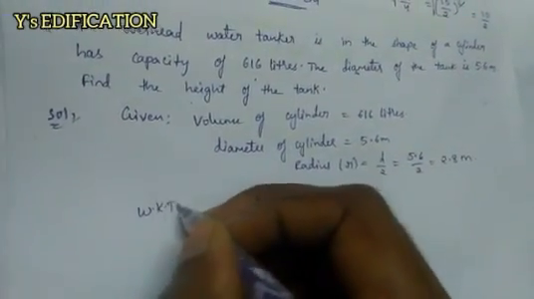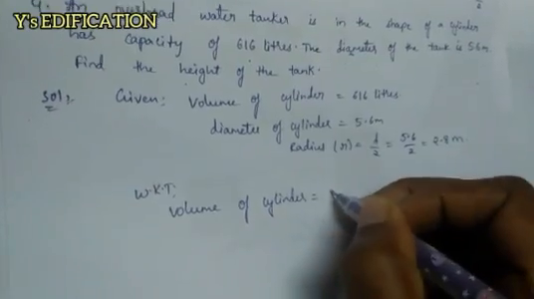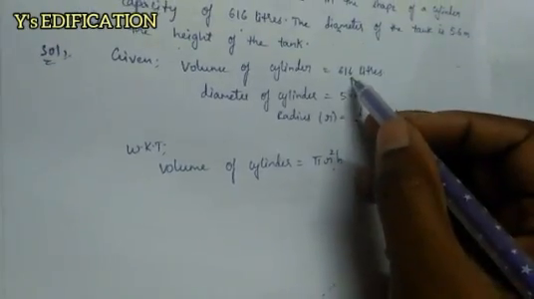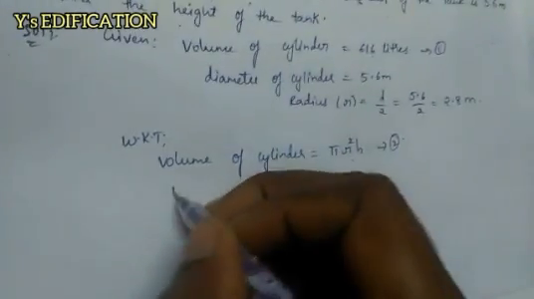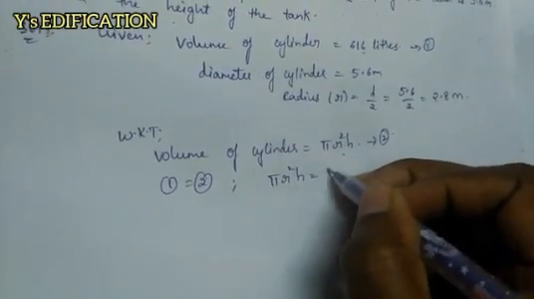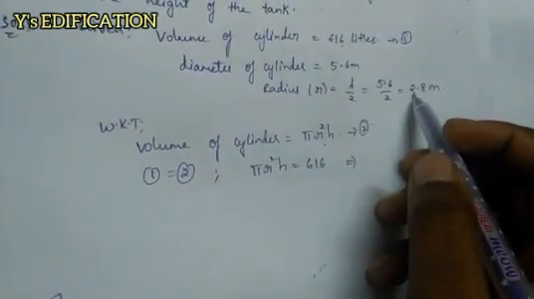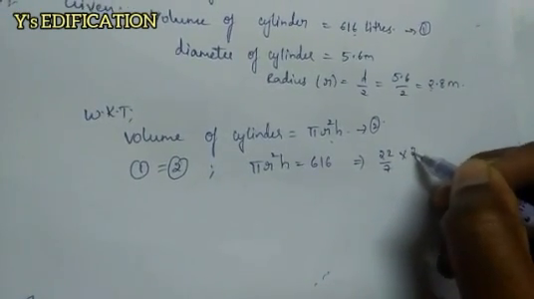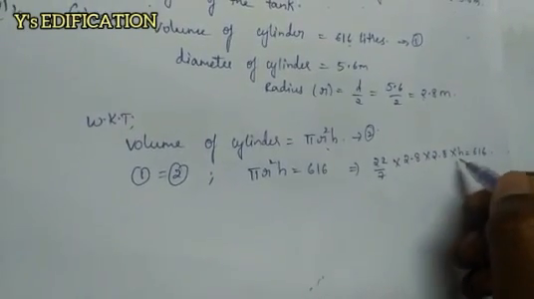Okay. So we know the volume of a cylinder formula. What is the volume of a cylinder? Volume of a cylinder is equal to pi r square h. Okay, we have to equal this pi r square h to 616. This will be the equation 1 and this will be the equation 2. Equate 1 and 2. That means pi r square h is equal to 616. That means they gave radius here. Okay, substitute. Pi value is 22 by 7 into r square means 2.8 into 2.8 into h is equal to 616. We have to find the h value.